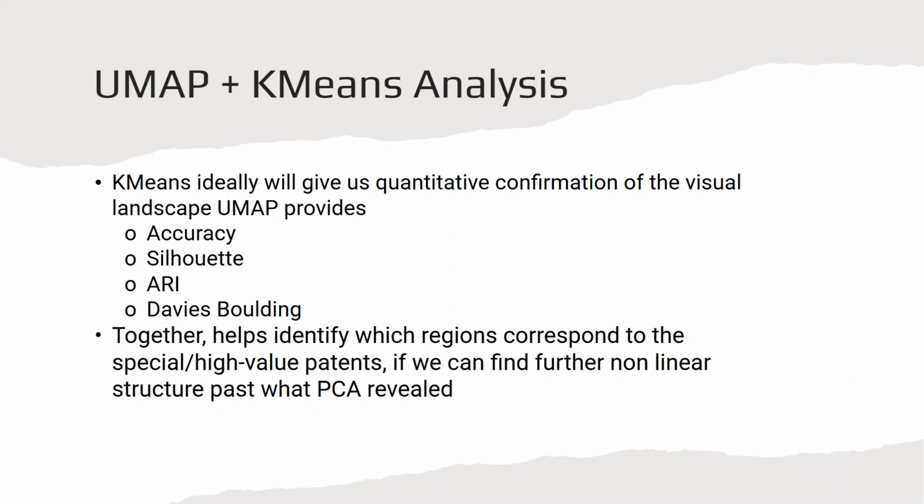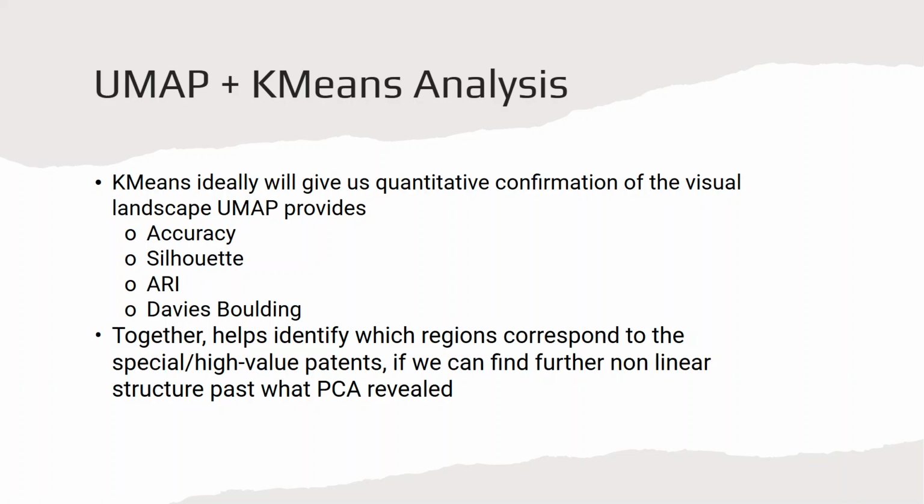K-means, on top of that, will give us a quantitative confirmation of the visual landscape UMAP provides, looking at that through an accuracy score, silhouette score, ARI score, and Davies-Bouldin score. Together, it'll help identify which regions correspond to the special high-value patents if we can find further nonlinear structure past what PCA revealed.